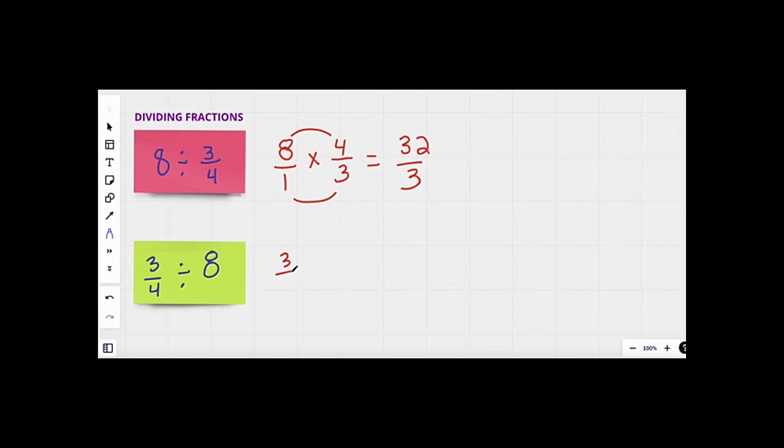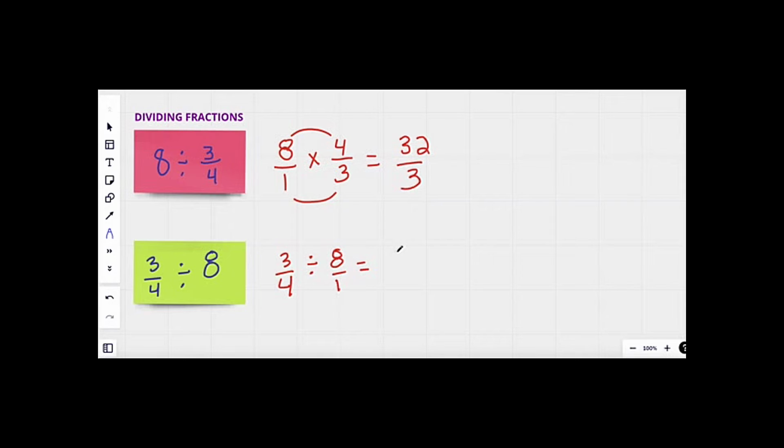So we leave the 3/4 because it's already in a fraction format. We're going to leave the sign as a division first so that we can take care of one thing at a time. So the first thing we're going to do is put this 8 as 8/1 so that we can get it into a fraction. Okay, now we are looking at two fractions. Let's go to the next step.